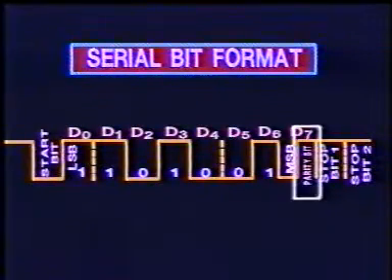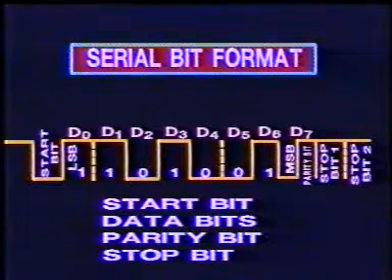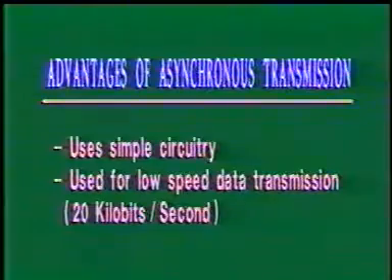A parity bit is also added to the data bits just before the stop bit. Thus, every character contains a start bit, data bits, parity bit, and a stop bit. The asynchronous transmission uses simple circuitry. It is used for low-speed data transmission up to a speed of 20 kilobits per second. Now let us study the terms and standards associated with serial transmission.